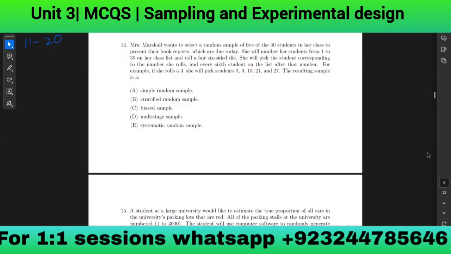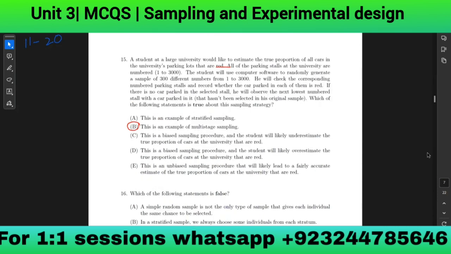Fourteen. Okay, Mrs. Marshall wants to select a random sample of 5 of the 30 students in her class to present their book reports, which are due today. She will number her students from 1 to 30 and roll a six-sided die. She will pick the student corresponding to the number she rolls and every 6th student. Okay, so this is very easy. She is going to take every 6th student. Yes, E. Systematic random sample, where we take every nth student, that is the 6th student. Very good. Okay, 15th.